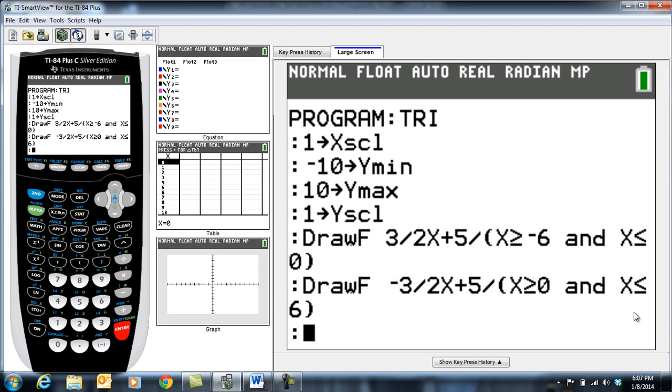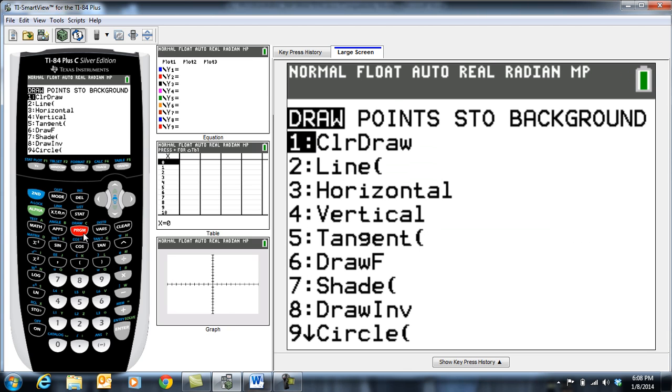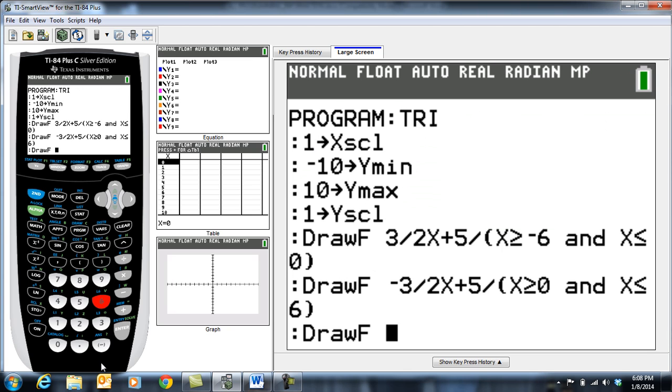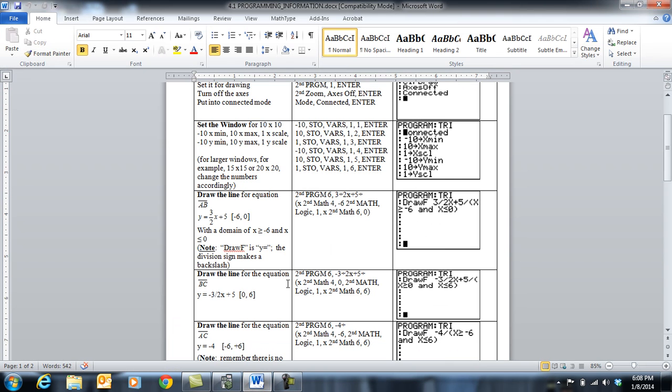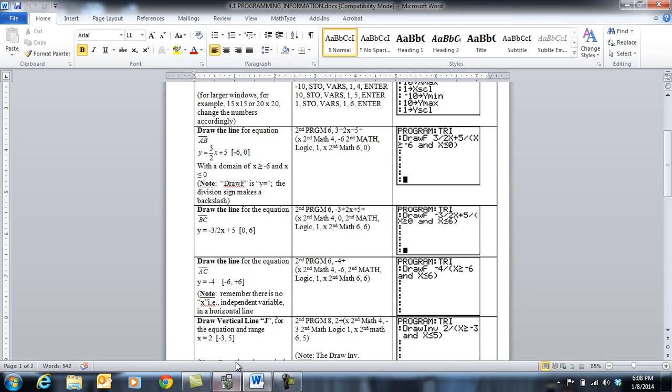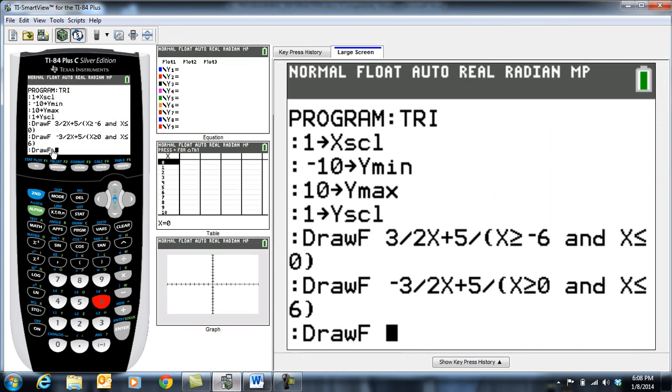Now we're going to do the base of the triangle, which was just a horizontal line. It's still going to be draw f because it's still a function. It was still y equals. So we're going to go second program, draw f is number 6. And the equation for that line was y equals negative 4. And that's all there was. So all I'm going to put is negative 4. That means y equals negative 4 right there.